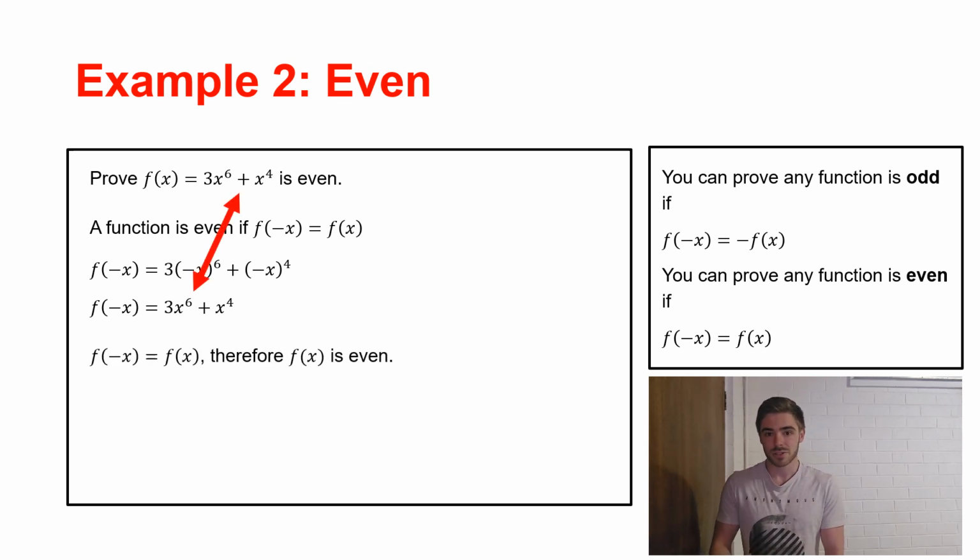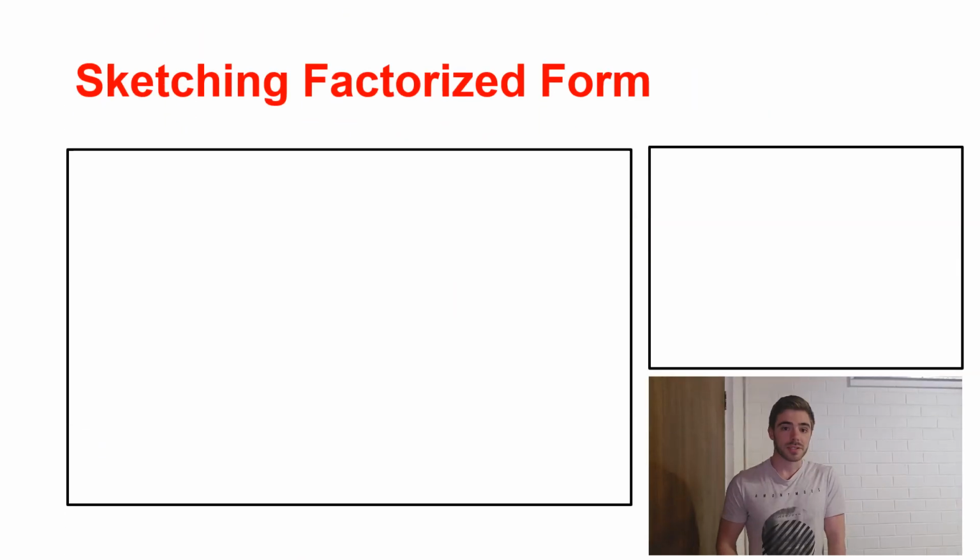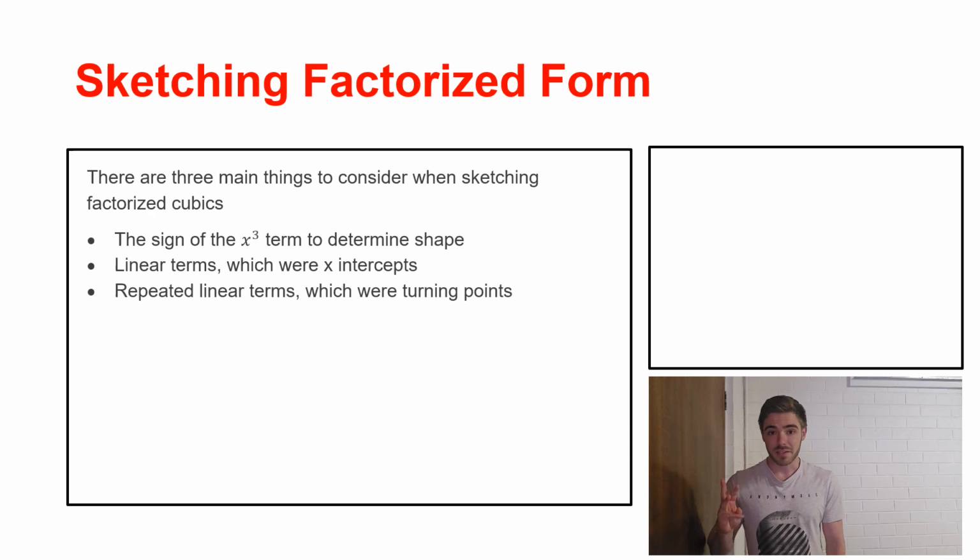Hence, we've proven that that function is even. From your prior studies, you should be familiar with how to sketch the factorized cubics. There were 3 main things you had to watch out for. The first was the sign of the x cubed term, which would tell you the overall shape of the cubic. The next were linear factors, which were always x-intercepts, and the last was repeated linear factors, which were turning points.